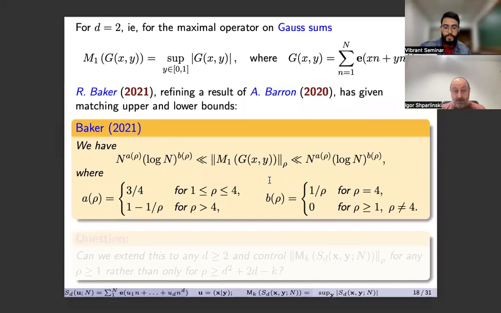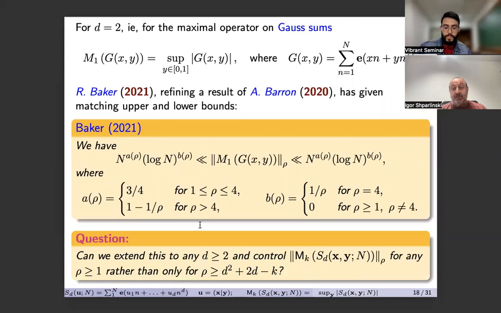Well, now what we cannot do, we don't know how to extend this for any value of d and fully control these norms for any rho greater than or equal to 1. We can get upper bounds by convexity, but they're not tight. So it would be very interesting to extend this method of Baker, which covers the full range of rho. You see, there is no prohibition here. It starts with 1, while in our case, it doesn't start from 1. We don't know how to obtain these results. So this question is still open.